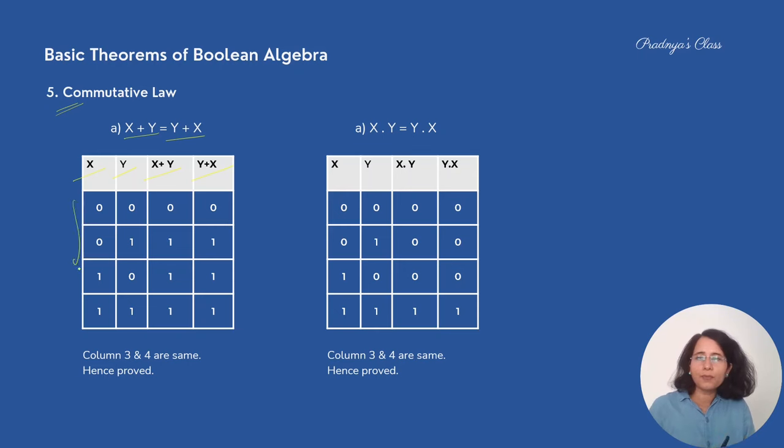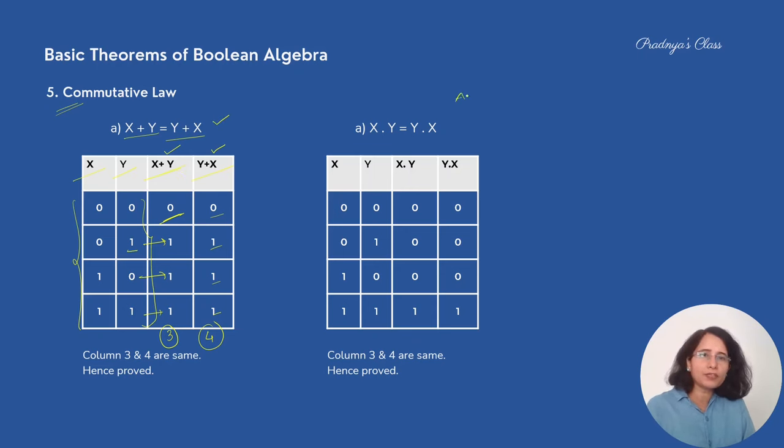So these are the combinations we are getting for x and for y, and now perform the logical addition. You know, in case of OR operation, if any one input is 1, we get the output 1, otherwise we get 0. Now perform OR operation on y and x, we will get the same result. So from the 3rd and 4th columns, we can say x plus y is equal to y plus x. So we proved this law.